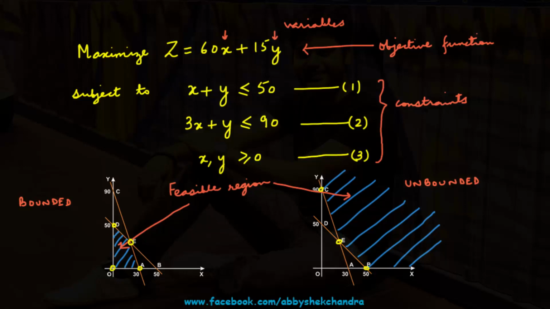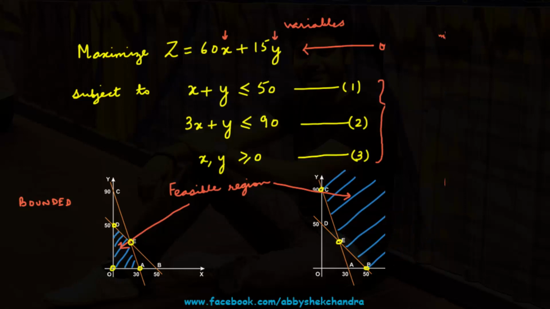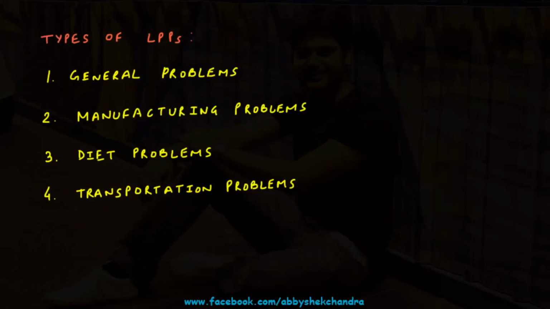Things will get clearer when I start solving questions in the subsequent videos, in which we'll be discussing 4 different types of LPPs: general problems, manufacturing problems, diet problems, and transportation problems. Before we get into solving LPPs, let us revise how to solve linear inequations graphically. Let us solve the linear inequation 3y minus 5x less than 30 graphically.